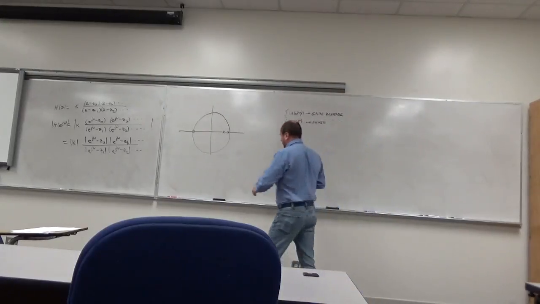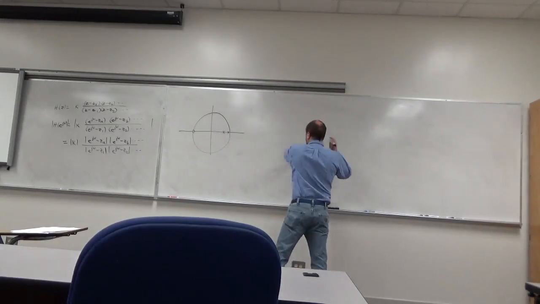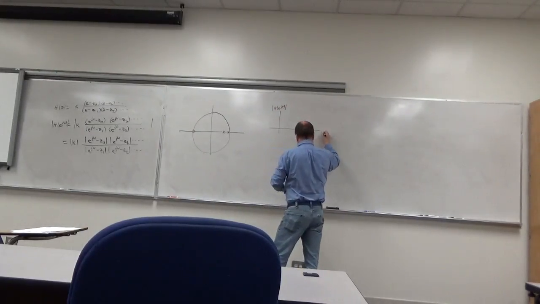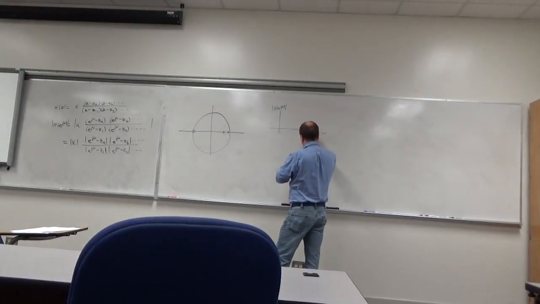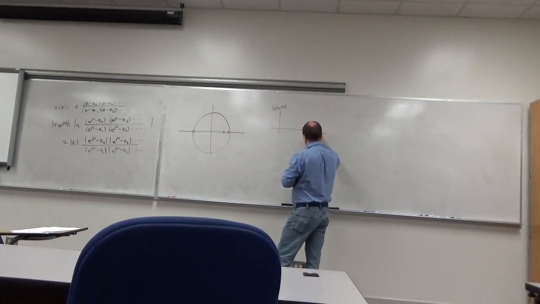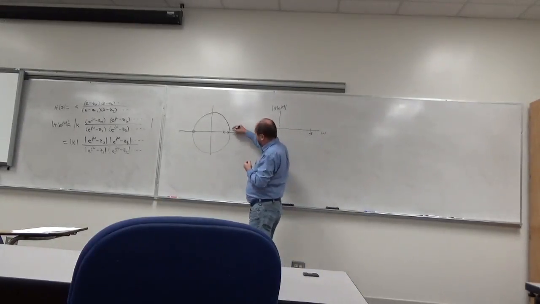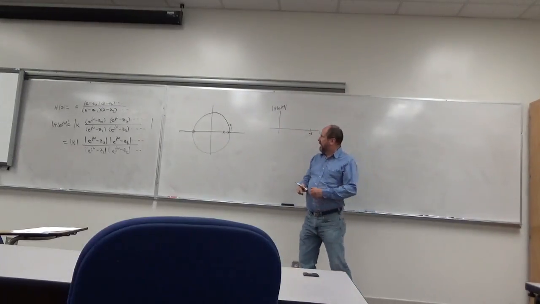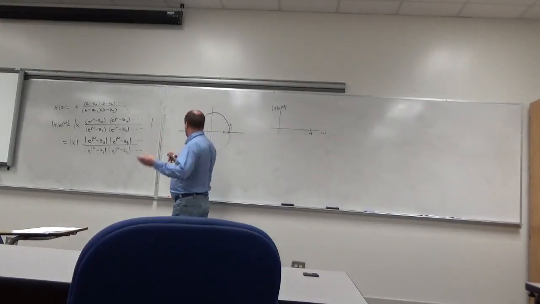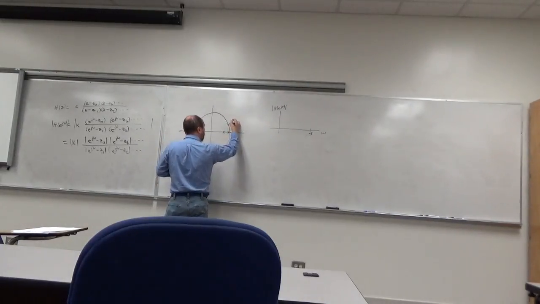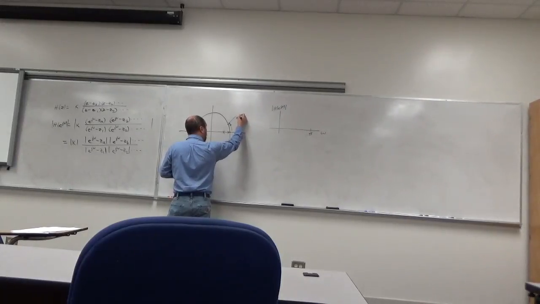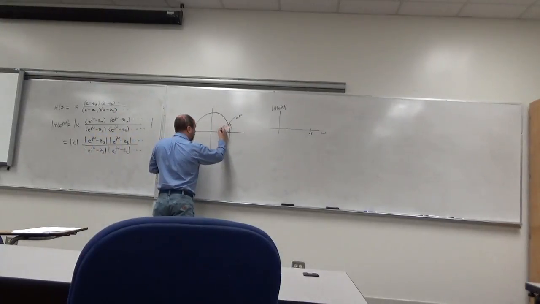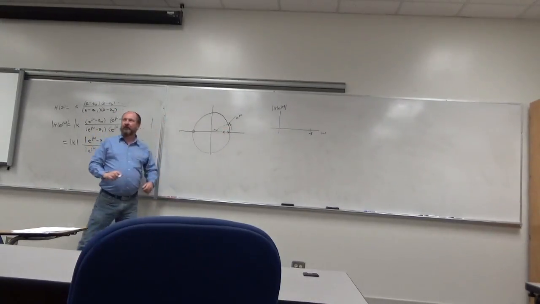So, I would like to plot magnitude H of e to the j omega versus omega as we go from 0 to pi. Omega 0, you remember, starts right here, and then we're going to run around that circle, and I'm at some particular frequency. That point is e to the j omega, right? And by the way, that means the frequency I'm at is right there. That's omega, that's the angle, the phase.